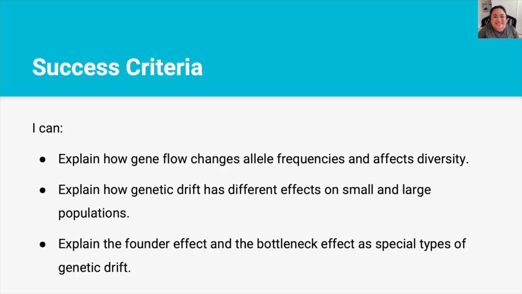So that's all for this lesson. By now you should be able to explain how gene flow changes allele frequencies and affects diversity, explain how genetic drift has different effects on small and large populations, and explain the founder effect and the bottleneck effect as special types of genetic drift.